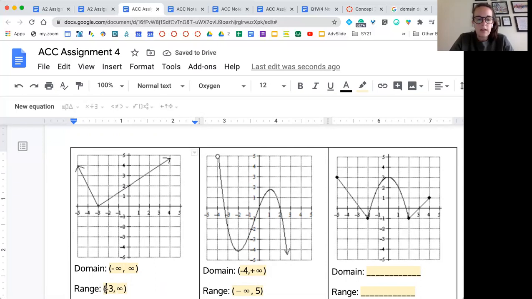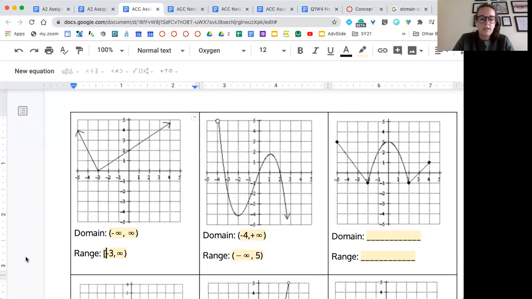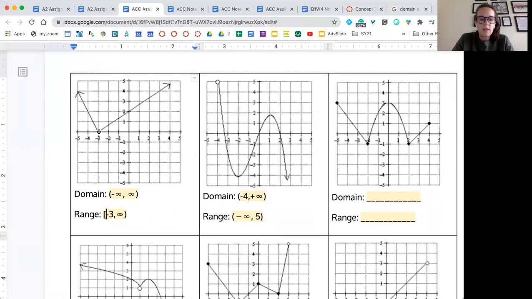One thing I want to note here, this actually should be a bracket, and the reason is because the -3 is included. There's actually a point at -3. Oh, I'm sorry, I just made a total mistake. Yes, my x value is -3, but since we're in the range, we should be on the y's. The y here is at 0, going from 0 to positive infinity. So this would be 0, not -3. My range is 0 to positive infinity, and my domain is from negative infinity all the way to positive infinity.